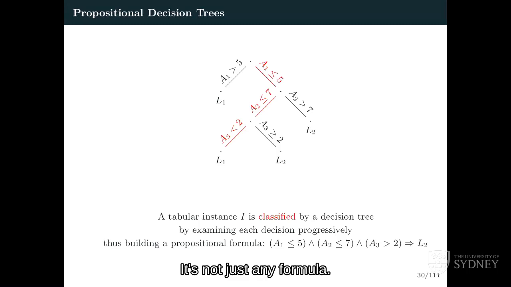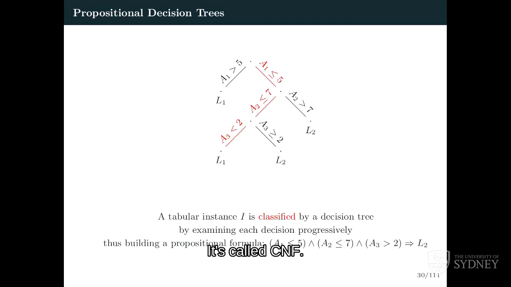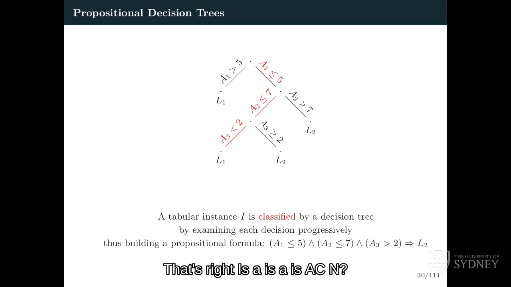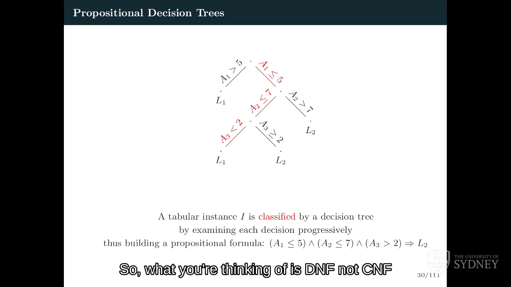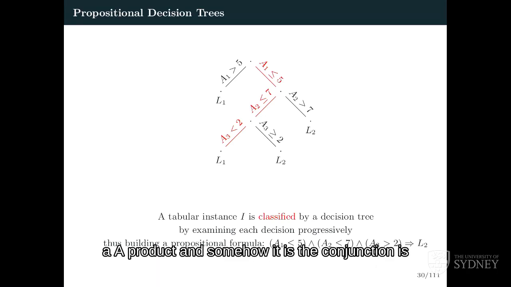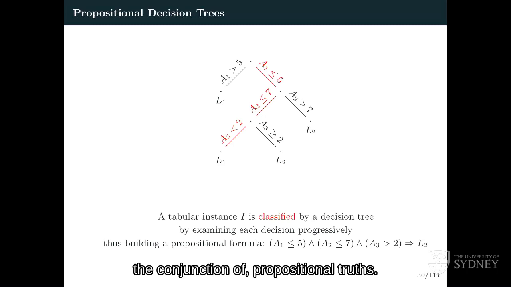Wait. It's not just any formula. It's a specific type of formula. It's called CNF. That's right. Well, it's a term of a CNF. It's just one term. Actually, yes, it's a term. What you're thinking of is DNF, not CNF, because that is a disjunction of terms. So this formula is a product somehow. It's the conjunction of propositional truths, and in logic we call this a term.